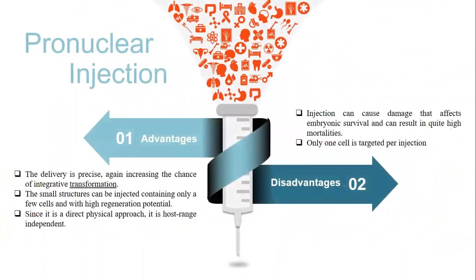The next slide shows the advantages and also the disadvantages of this technique. First, an advantage of this technique is increasing the chance of integrated transformation. And the second is that small structures containing few cells can be injected, and only a single cell is injected through each injection.